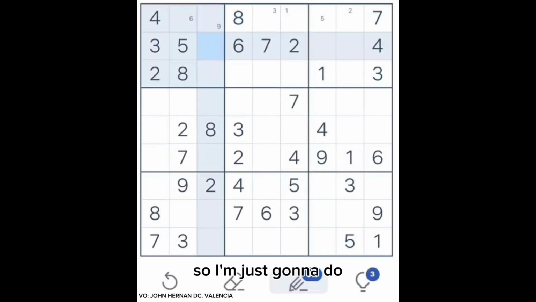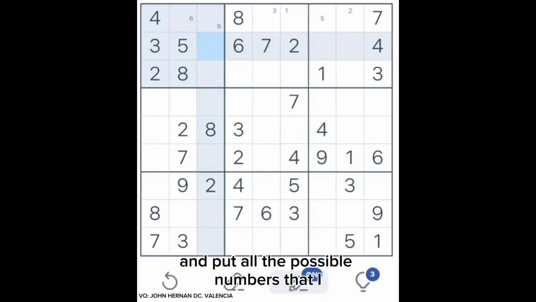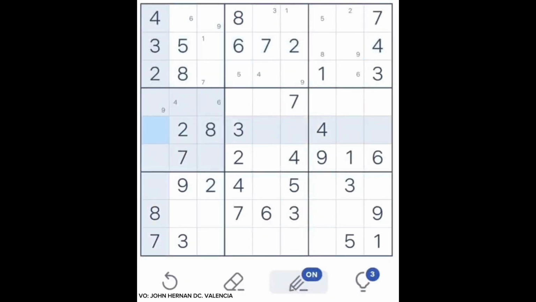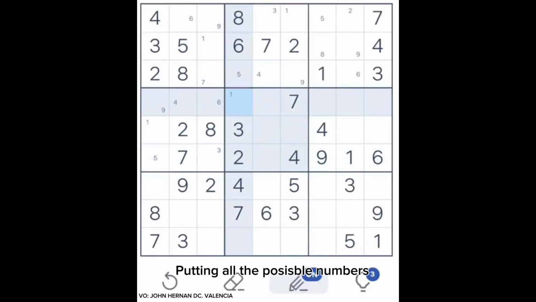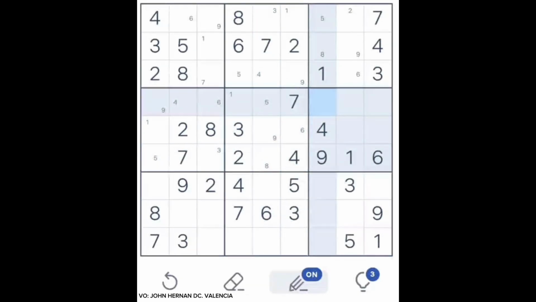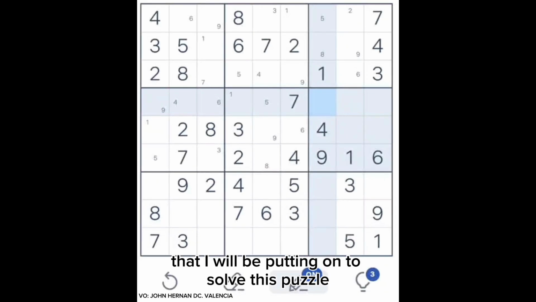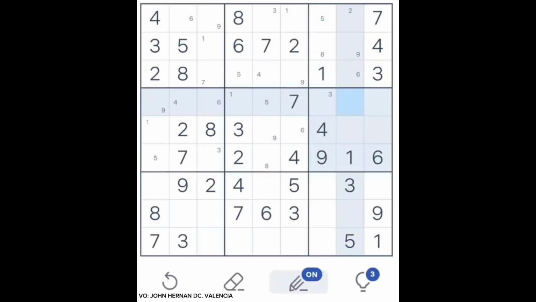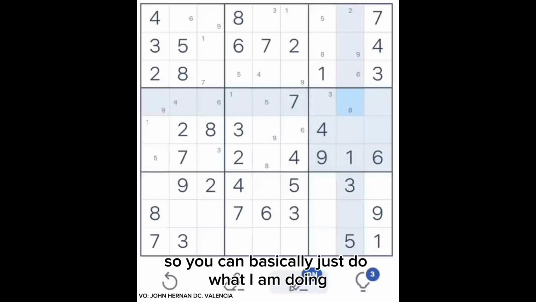So I'm just gonna put all the possible numbers that I think will complete this puzzle. I'll be right back. As you can see guys, I'm just putting partial numbers so that I have a guide on the numbers that I will be putting to solve this puzzle. You can basically just do what I am doing.